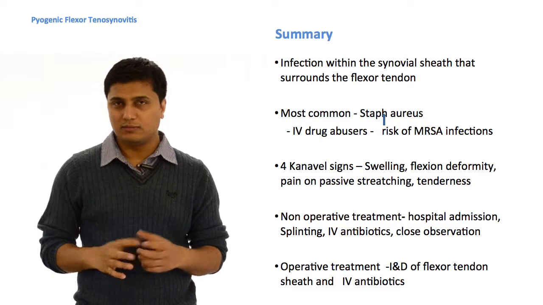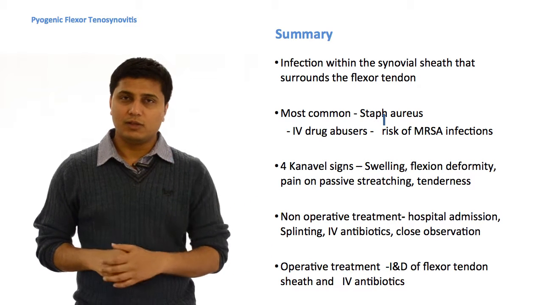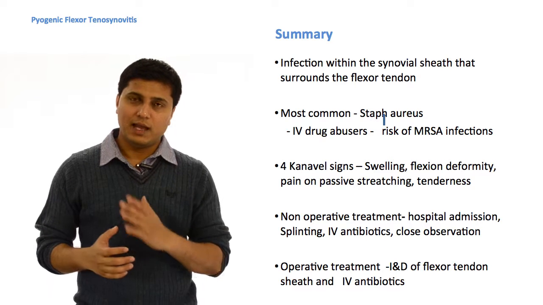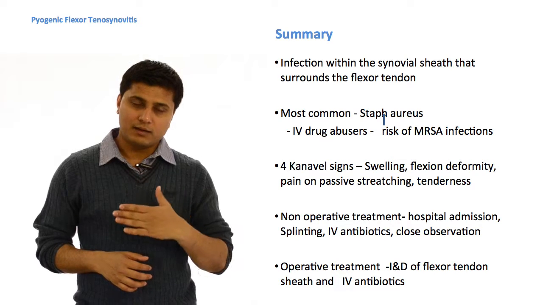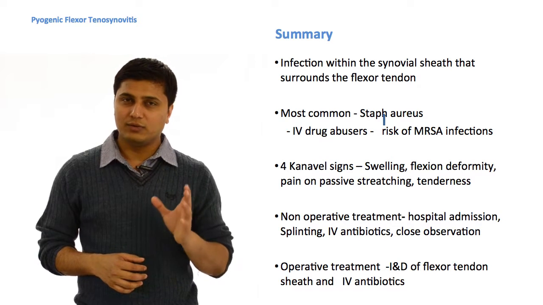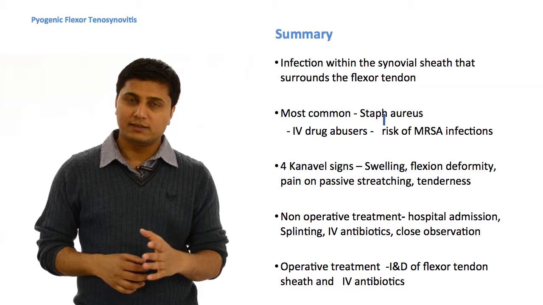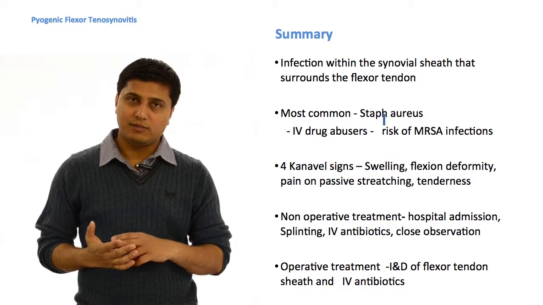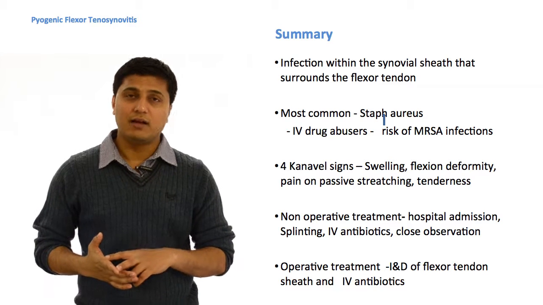Investigations are not particularly used. All these patients require admission, IV antibiotics, elevation, splint, etc. Conservative treatment is rarely used, but only in early cases. In the majority or all cases, it requires surgical treatment by incision and drainage of the flexor sheath and IV antibiotics.